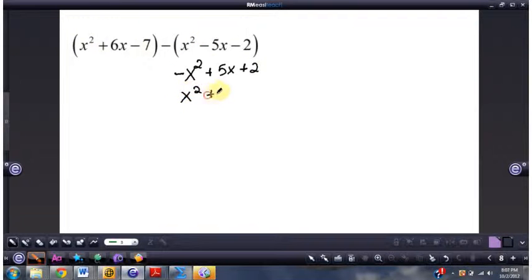You should notice your x squareds cancel. 5 plus 6 is 11x. 2 minus 7 is negative 5. So in this case, it's actually 11x minus 5. These canceled because they were the same thing with just opposite signs.